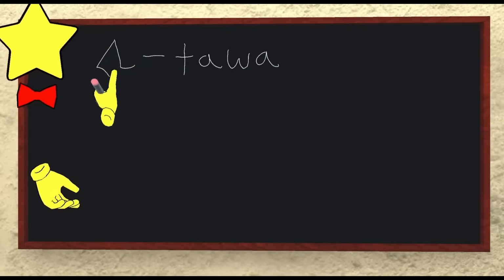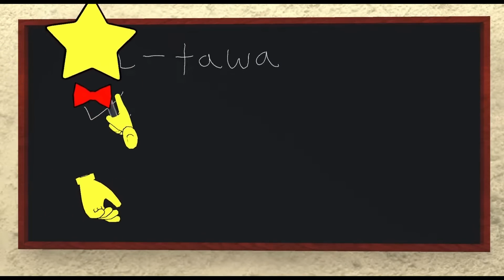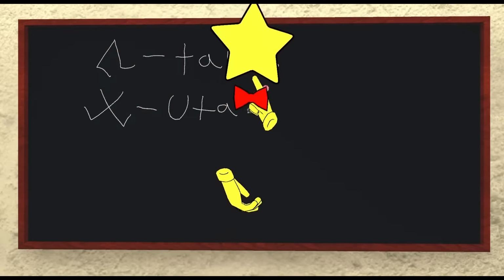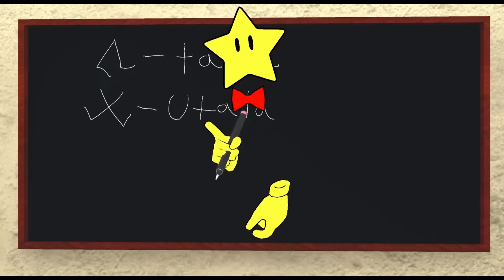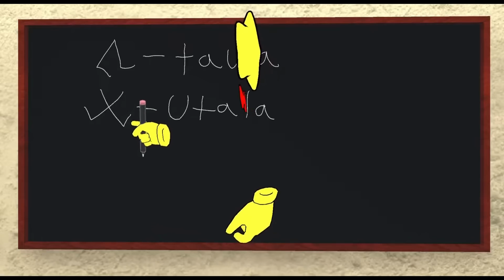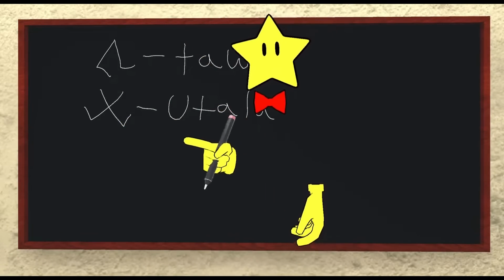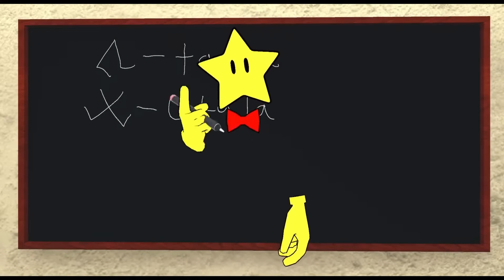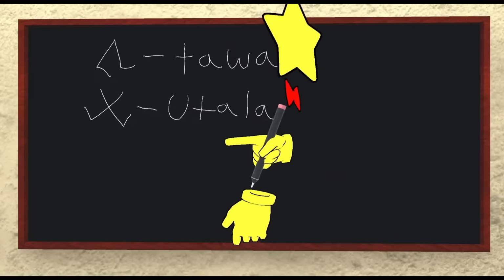Next, we have utala, U-T-A-L-A. Utala is drawn with a pair of crossed swords. You can see the sort of handle part at the bottom of either one. And utala has to do with competition or battle. It could be a battle as in part of an actual war, or it could be a chess competition.